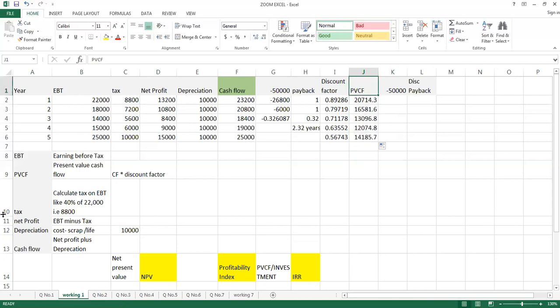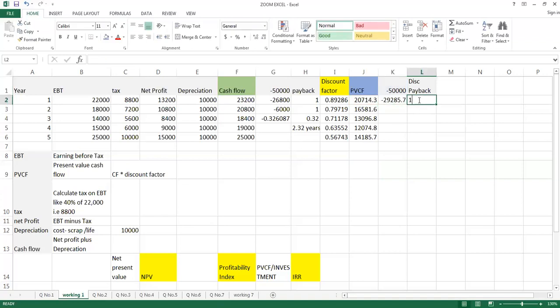So present value of cash flow, as I showed you over here, will take cash flows and multiply by discount factor. So these are the cash flows, these are the discount factors. Once you multiply it, then you will get present value of cash flow. Once present value of cash flow comes out, then again you will apply the same method as you applied in payback period. You have an investment of 50,000. You will again take this investment and subtract this present value of cash flow.